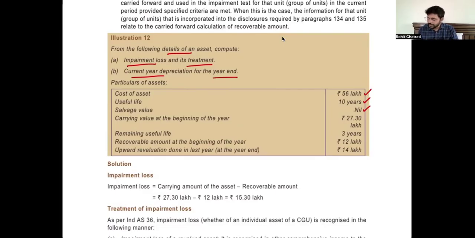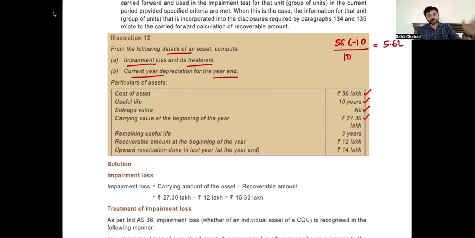Based on this information, we can calculate what the depreciation per annum would have been. The depreciation per annum would be 56 less 0, the whole divided by 10. It would be 5.6 lakhs. The carrying value at the beginning of the year is 27.3 lakhs. So the question does not require us to calculate the carrying value. They've already given us the carrying value to be 27.3 lakh rupees.